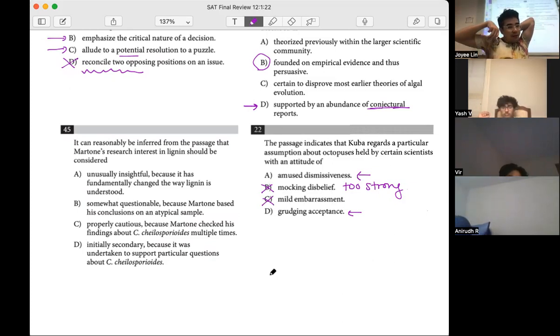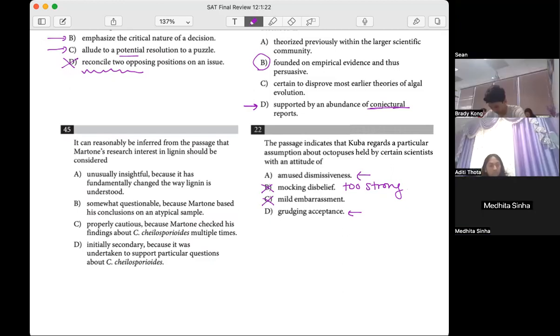45, it can reasonably be inferred from the passage that Marton's research interest should be considered unusually insightful, somewhat questionable, properly cautious, or initially secondary. Which ones can we get rid of? I remember this one. I was debating it. B, probably you can eliminate. Why would you say that a scientist is somewhat questionable? And why would you base your conclusions on an atypical sample, right? That's bad science. Most of these scientists are good scientists.